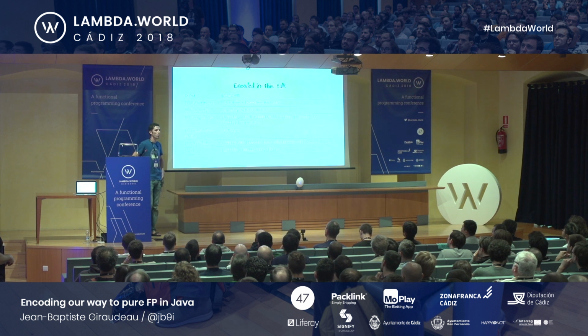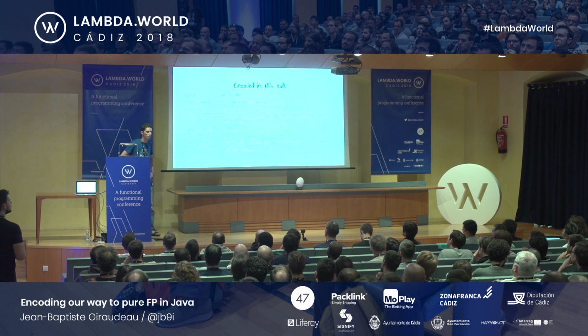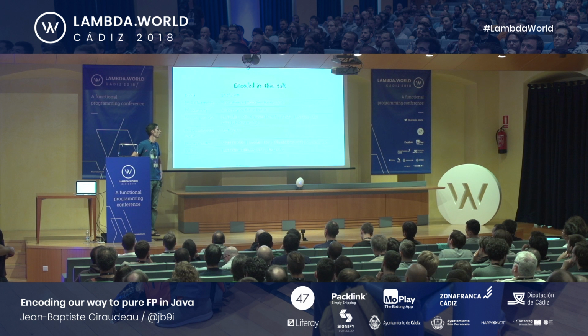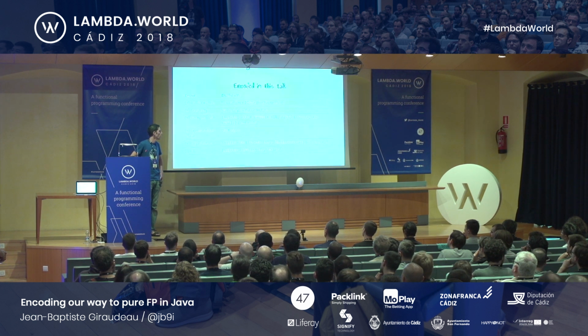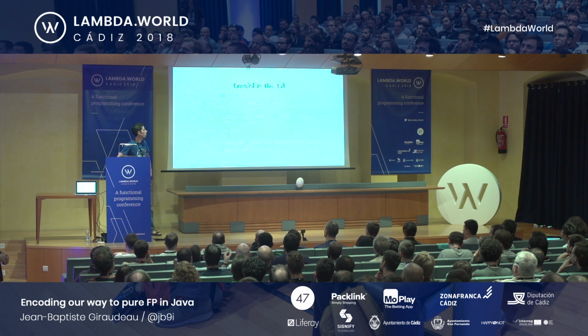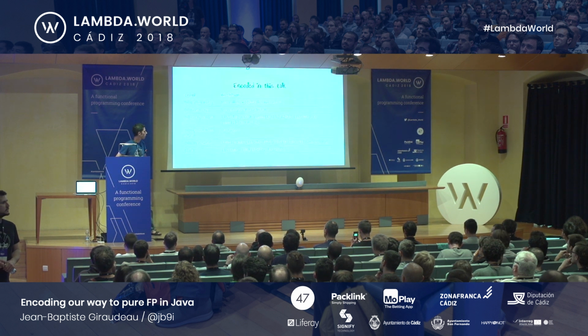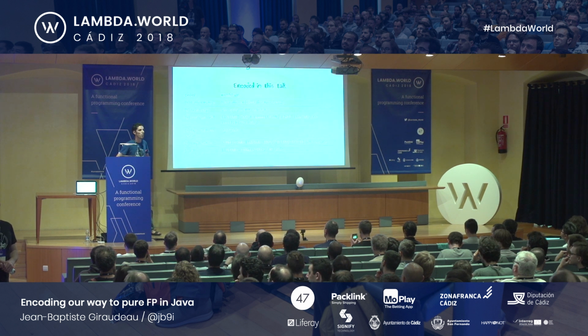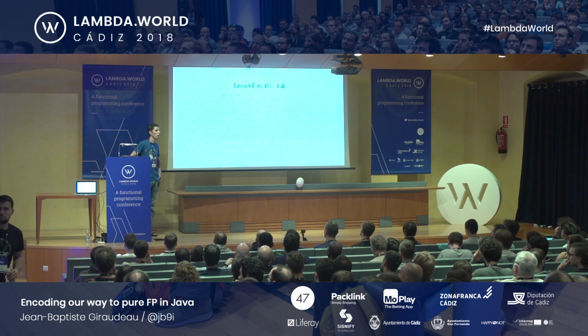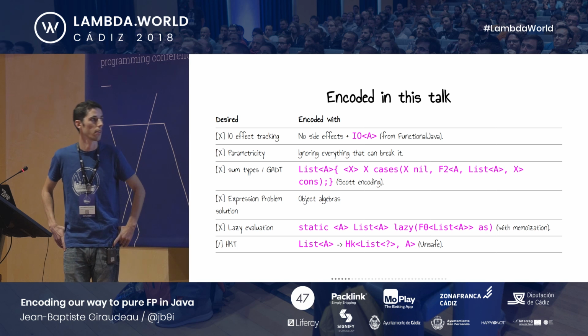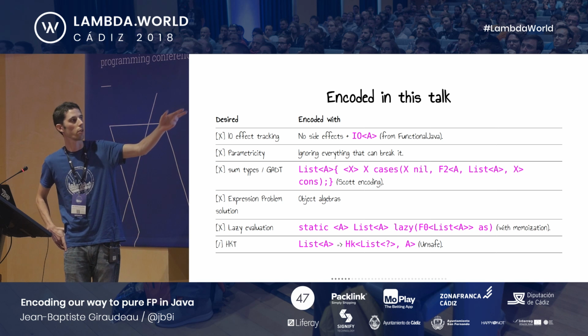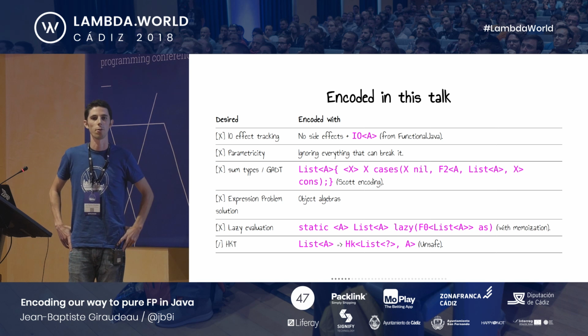For IO effect tracking, the solution is to avoid side effects and instead to use an IO type and all the primitives associated with it. There's one in the library Functional Java. I recommend it. In fact, I will use the Functional Java API for this slide. Like F2 is a BiFunction, but it's shorter, so it's easier for the slides.